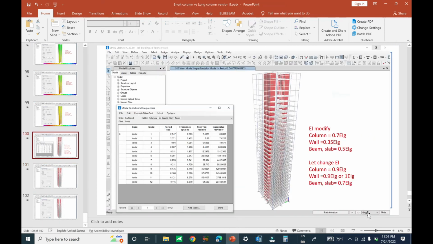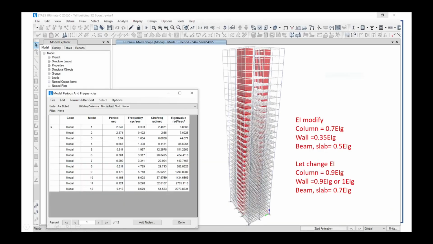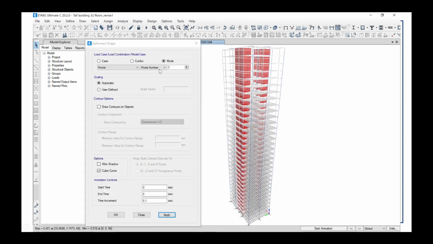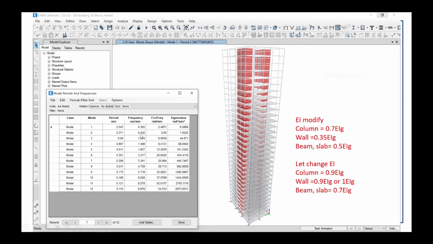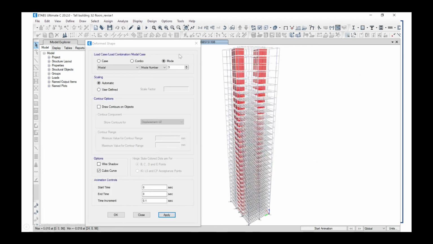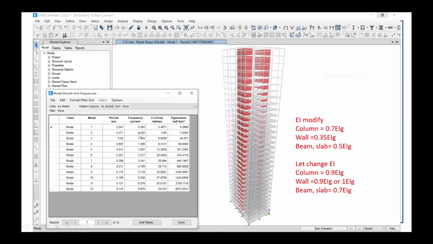Now let's check the mode shapes. This is the first mode shape, and the natural frequency is 0.39 hertz. Mode shape 2 has a natural frequency of 0.42, and mode shape 3 is 1 hertz. This is mode shape 3. You can check all the mode shapes; now I check only the 3 mode shapes. Here is the shear wall for mode shape 3.